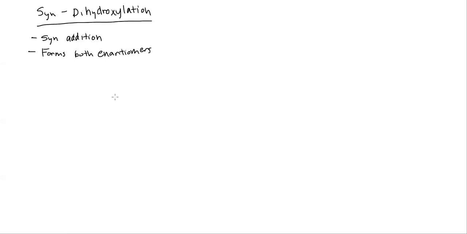So there's two different ways to do this, okay? So the first way is with cold and dilute potassium permanganate. So that's potassium permanganate. And the other way to do it is with OsO4, which is osmium tetroxide, okay? So we'll talk about both of these, but they both do the exact same thing. No difference, okay?